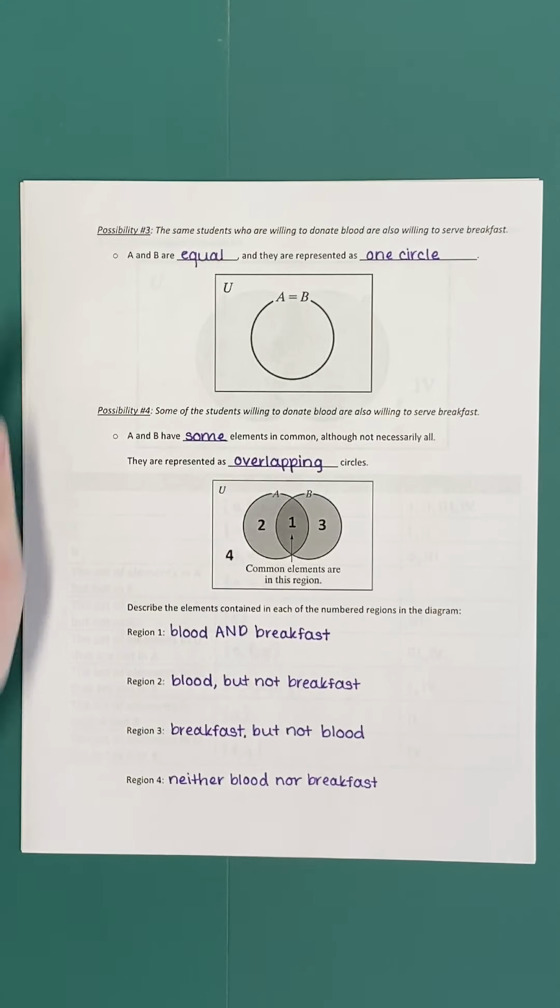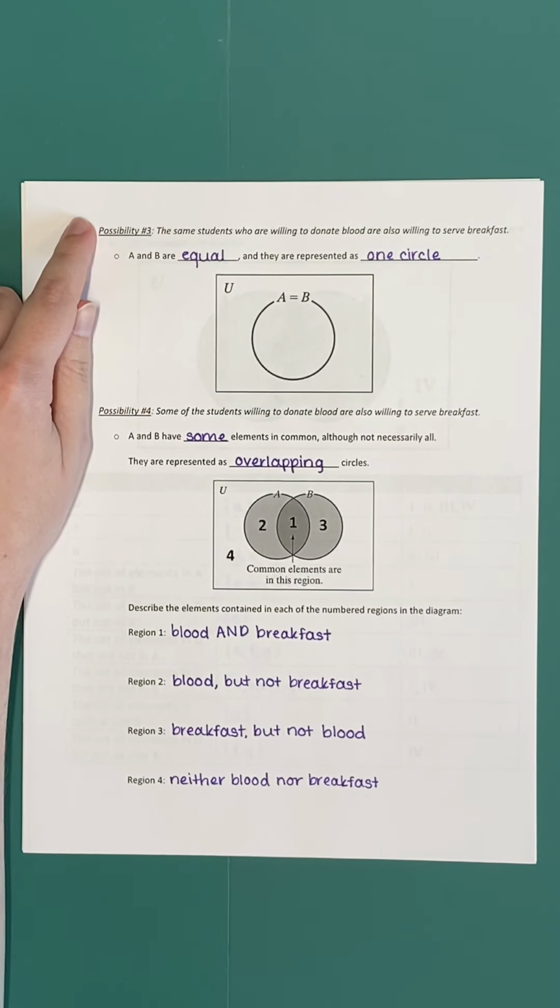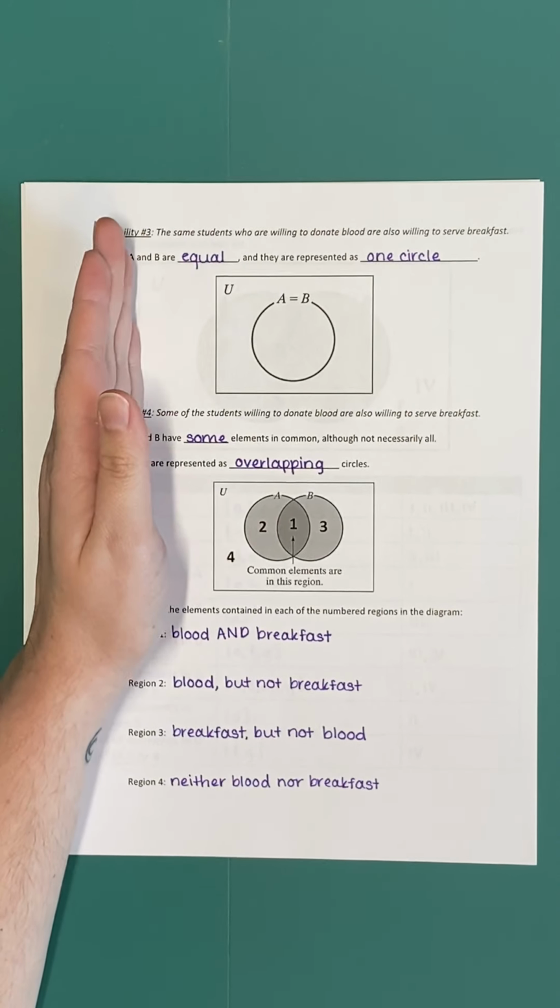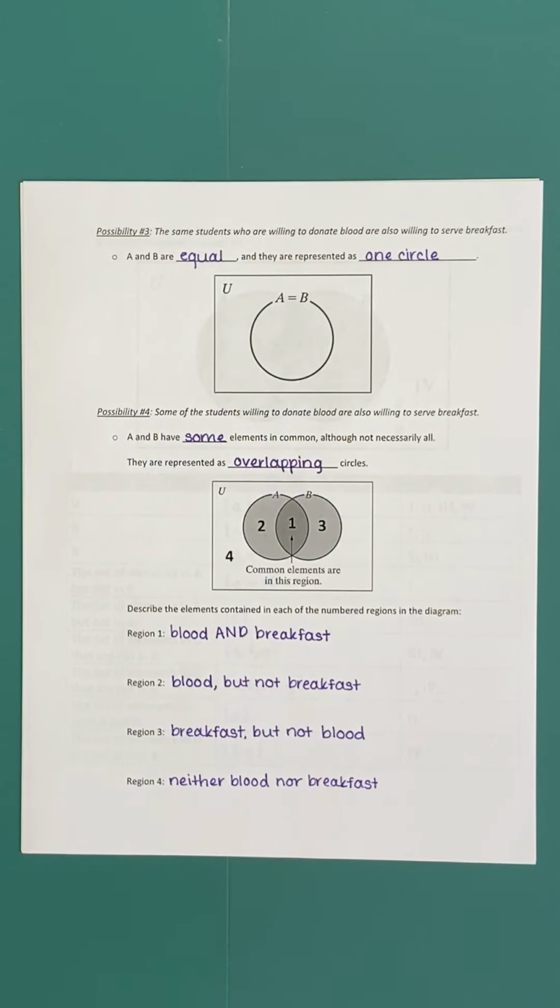Now here's a third possibility. The same students who are willing to donate blood are also willing to serve breakfast. In other words, anyone who volunteered for one activity automatically volunteered for the other one. No exceptions. Everyone volunteered for both, or they didn't volunteer at all. If this is the case, then our set of donators and our set of breakfast helpers is actually going to be the same.